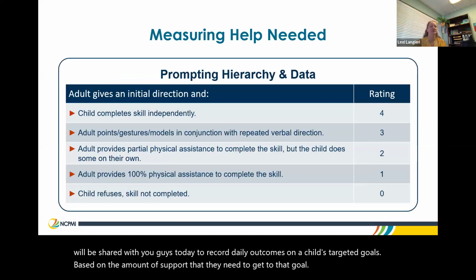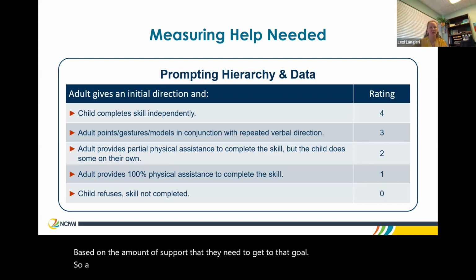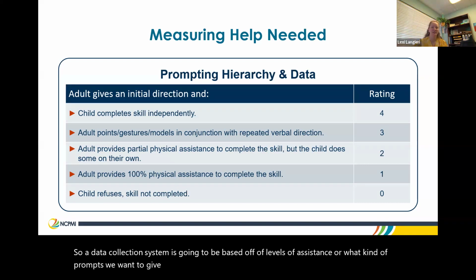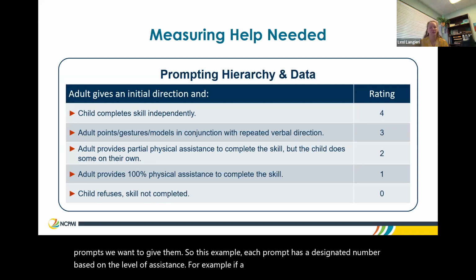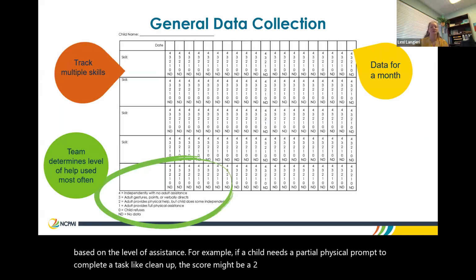So, a data collection system is going to be based off of levels of assistance, or what kind of prompts we want to give them. In this example, each prompt has a designated number based on the level of assistance. For example, if a child needs a partial physical prompt to complete a task like clean up, the score might be a 2. Whatever kind of tracking system you'd like to use.